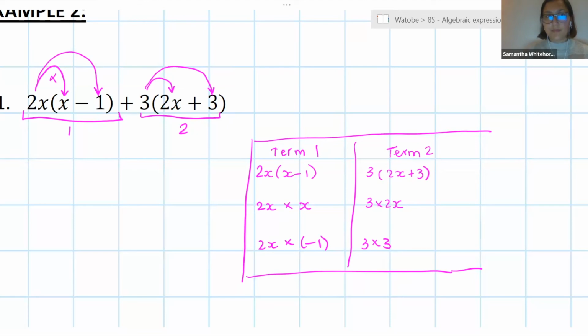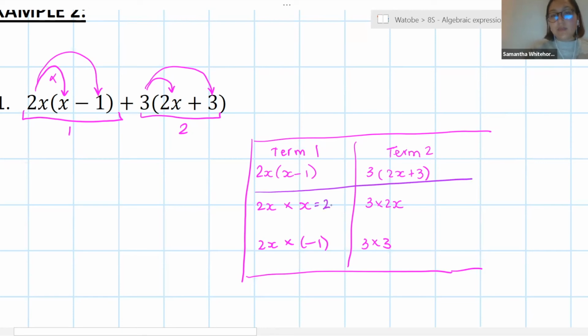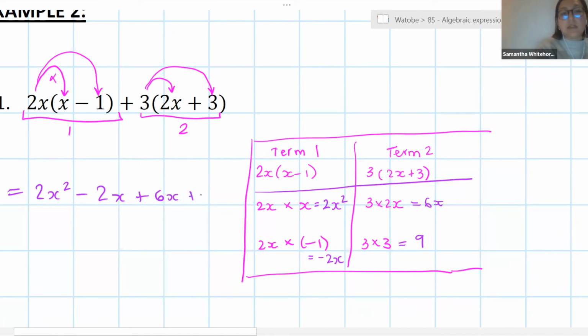Okay. Right, so if we start checking, if you're not finished, don't stress, you can finish off, otherwise you can mark as we go along. If we start to multiply, I've listed the multiplications that you need to do for you. If we've got 2x times x, we end up with 2x squared, and 2x times negative 1 is negative 2x. So that's what I get for my first term. And then for my second term, 3 times 2x is 6x, and 3 times 3 we know is 9. So I've got plus 6x plus 9.